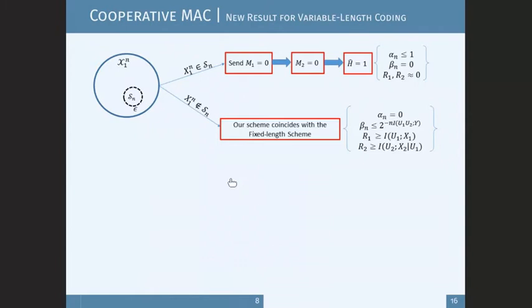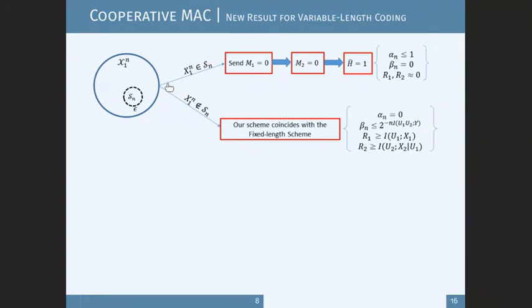So now for our setup, the cooperative MAC. The main result that we have here is in two things. First, we extend the achievability scheme that we presented now for the point-to-point under variable length. And the second thing, we have a converse also for our result. But let's explain first the achievability scheme.